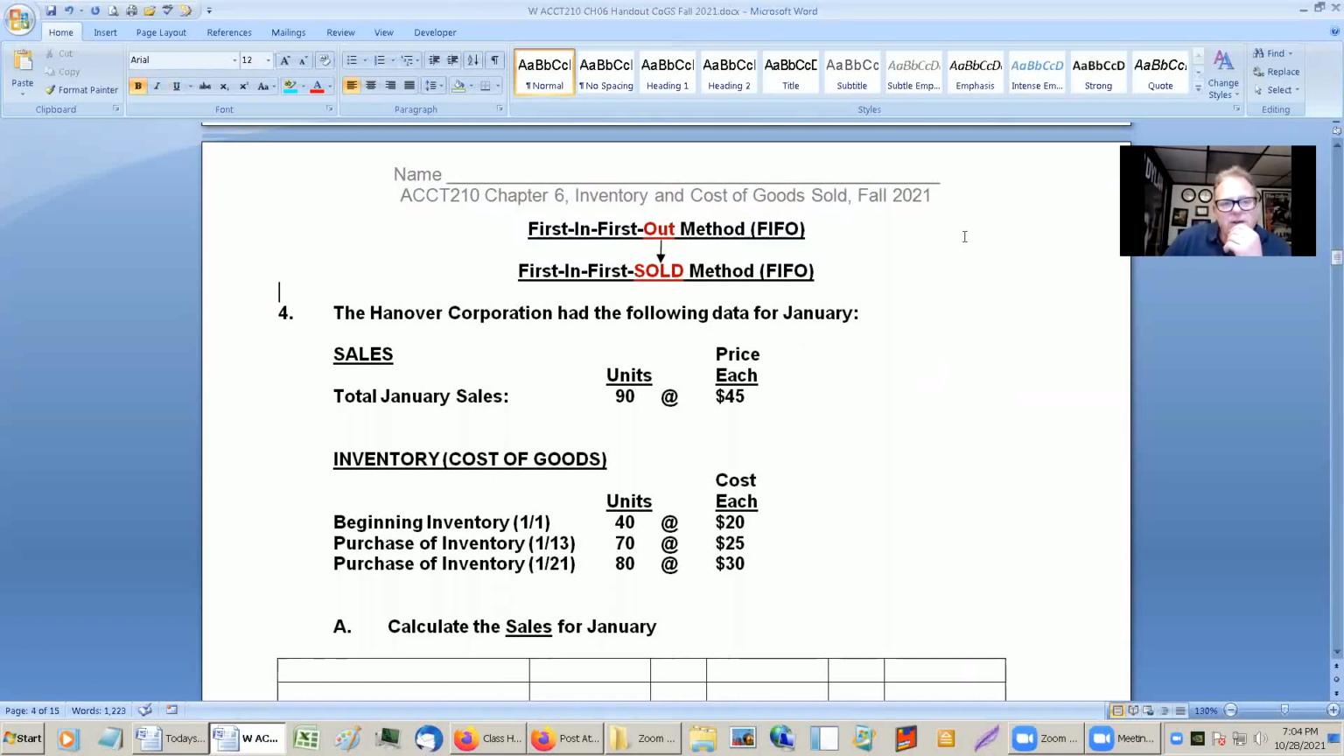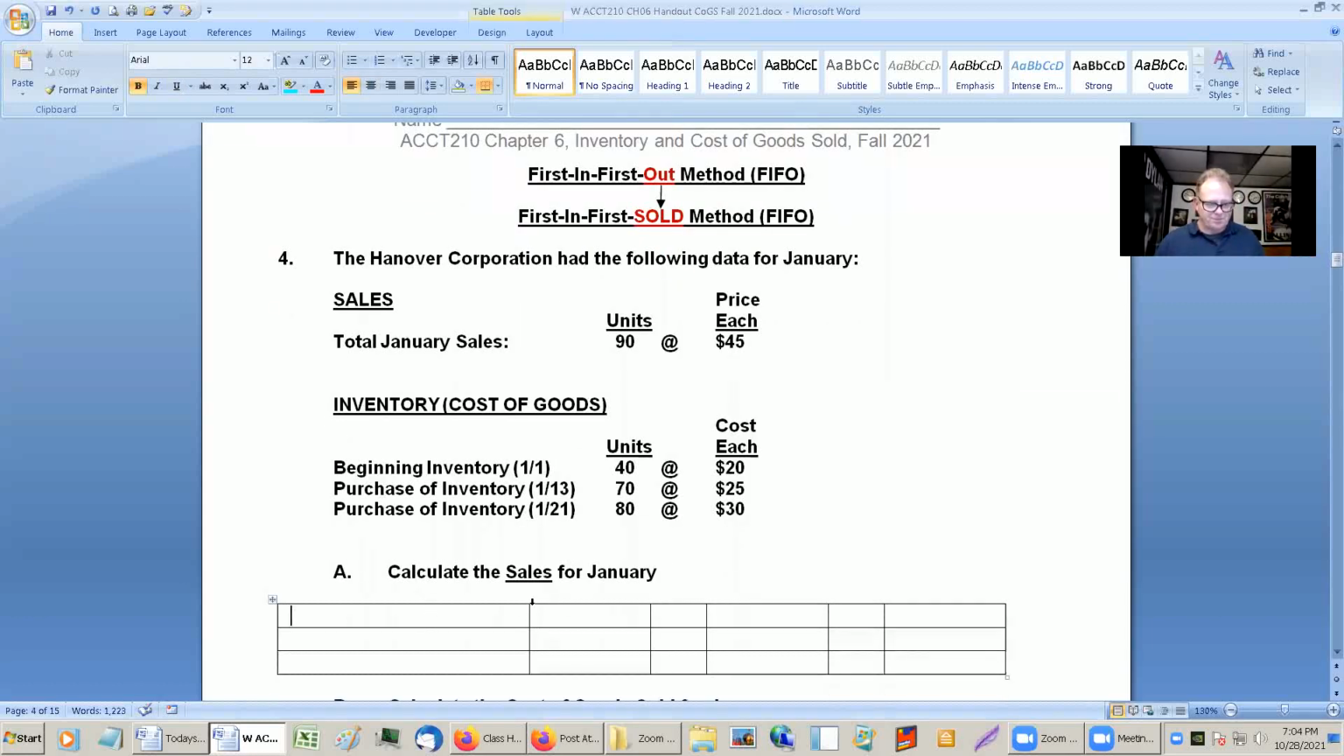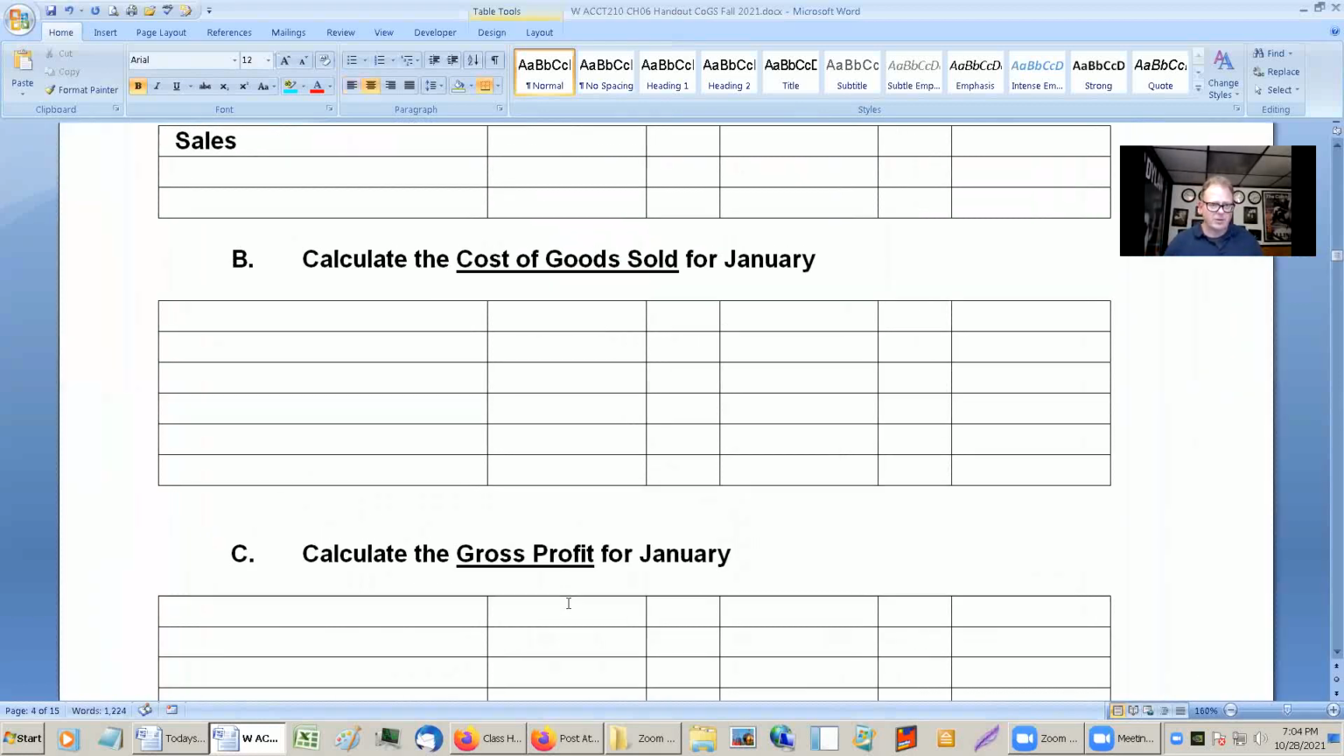All right. So again, we're talking about first in, first out. And when we talk about first out, what we mean is first sold. So we're assuming those are the first ones sold. The sales, well, let's do the sales. Sales are easy. So we'll do the sales first. Let me zoom in a little bit.